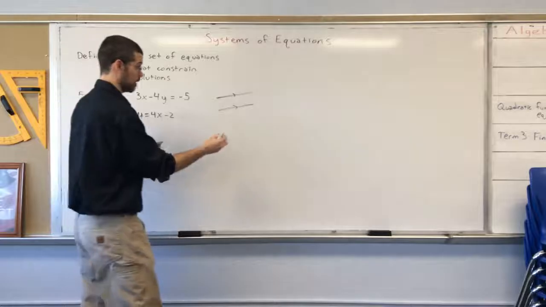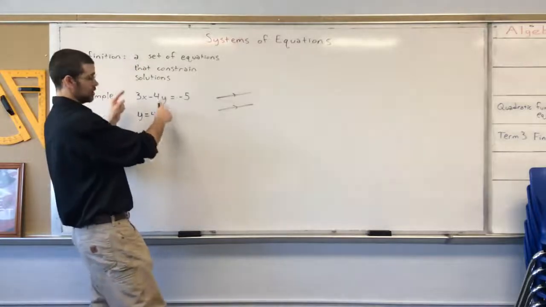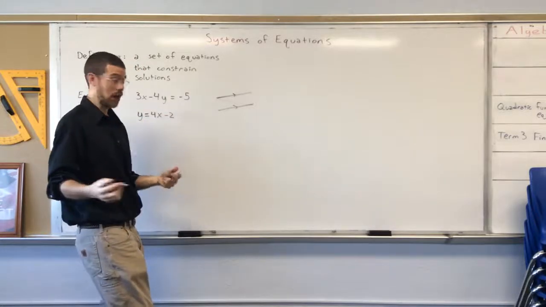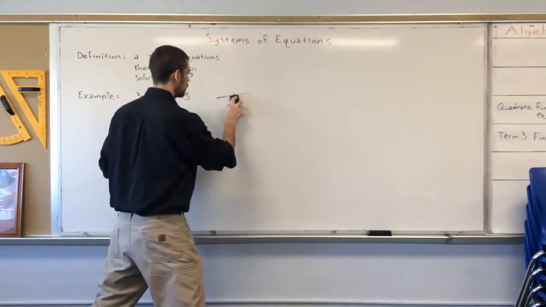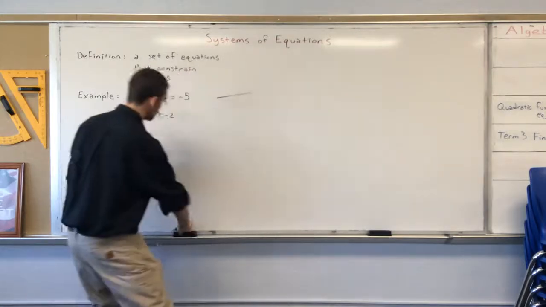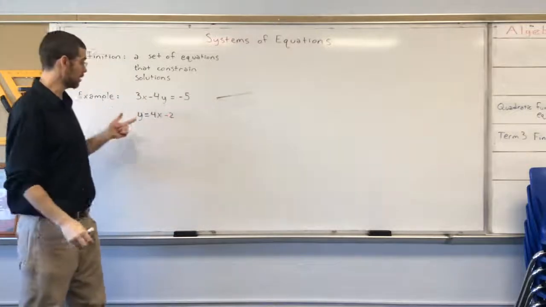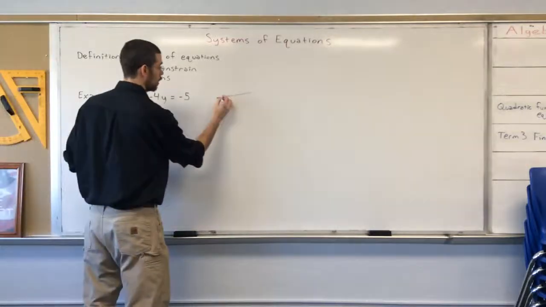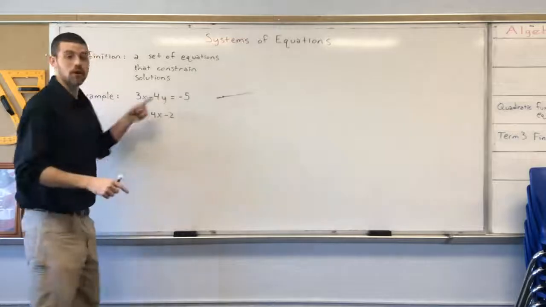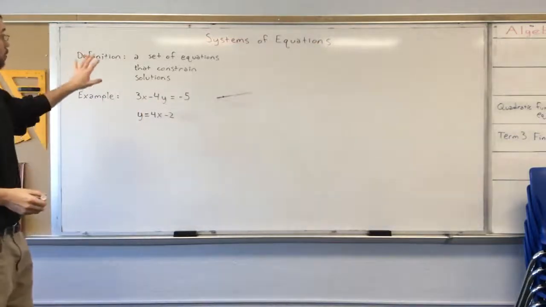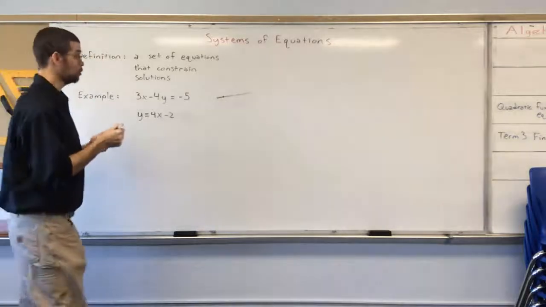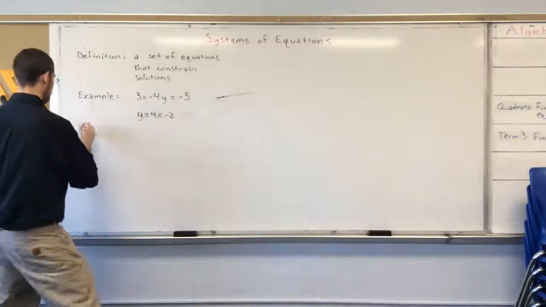The one other thing you could have is perhaps these equations are actually the same line. So you get one line, but its equation is written in two different forms. If that were the case, then any point on this line would also be a point on that line. Okay, so we need to talk about what is a solution to this system of equations.